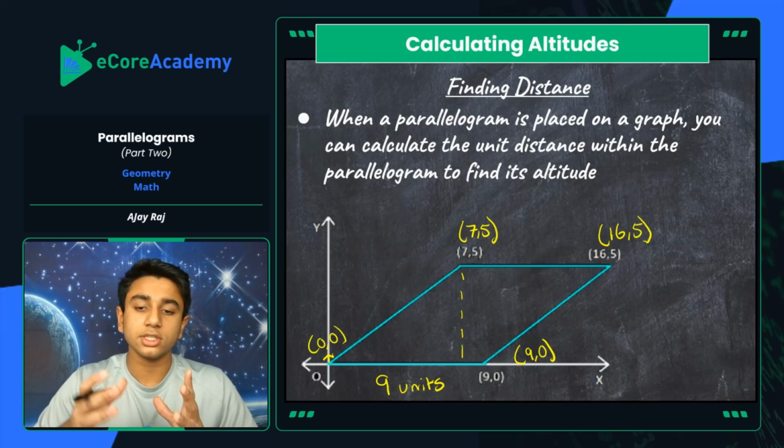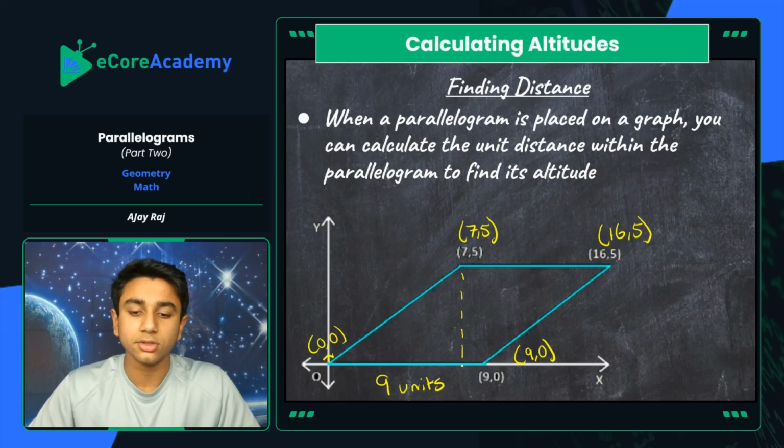So with the vertical distance of 5, we're going to try and calculate where the lowest point of this altitude will be. In terms of the y-axis, we're going to ignore the x-axis because it's vertical distance. As we can see here, it's going to intersect this given base at y equals 0. So when we calculate that, we see that it's going from 5 to 0. So we subtract 5 minus 0, and we get that our altitude is 5 units.